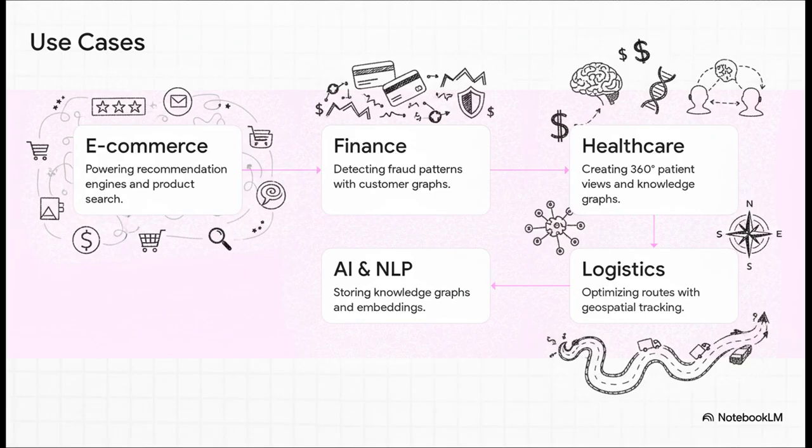It translates directly into amazing real-world applications. We're talking about everything from building recommendation engines in e-commerce to sniffing out complex fraud rings in finance or even storing massive knowledge graphs for AI systems. This combination of graph, document, and search is just incredibly versatile.